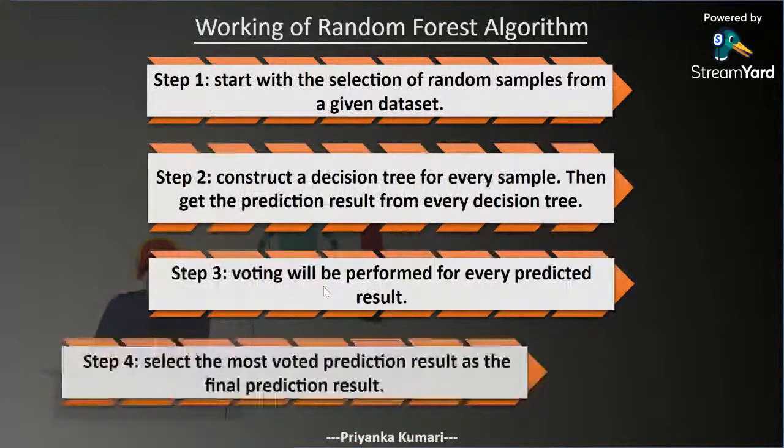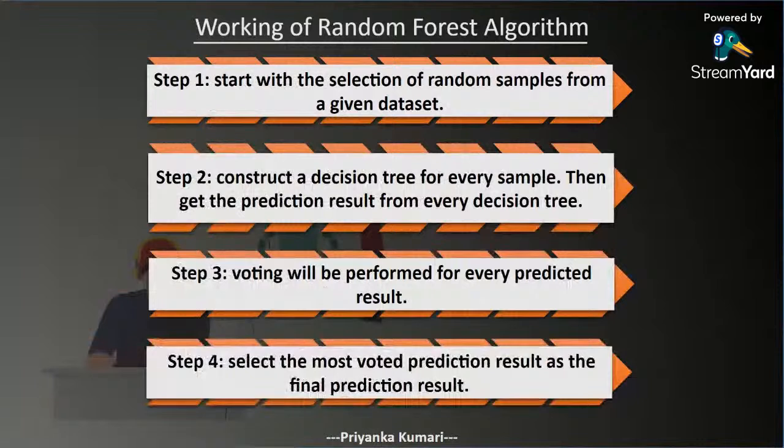Step one is that we should start with selecting random samples from the data set. We should be selecting the samples at random from the data set which we take into consideration, and then we should construct a decision tree for each sample, and get the prediction result from each decision tree. A particular subset of data will be applied on a particular decision tree, and then we will be combining all the decision trees' output and making the results.